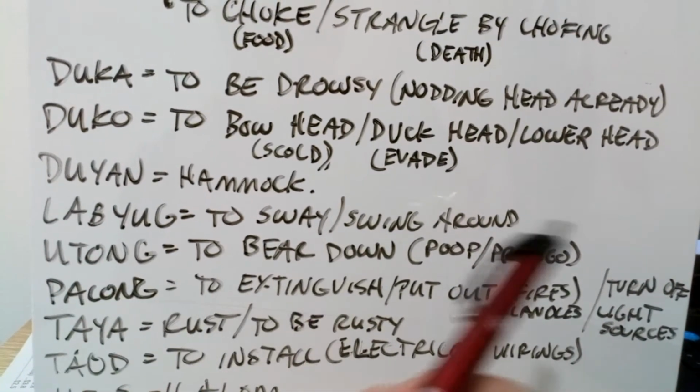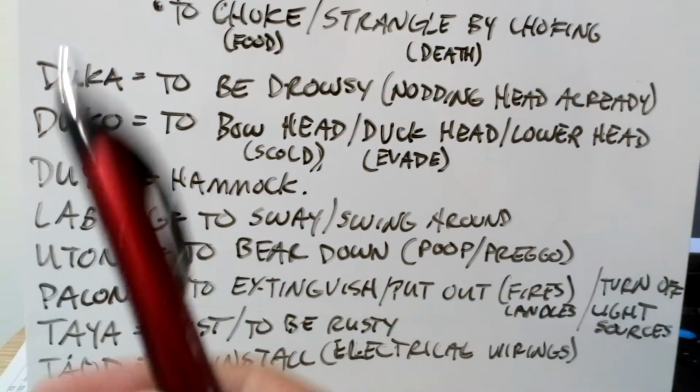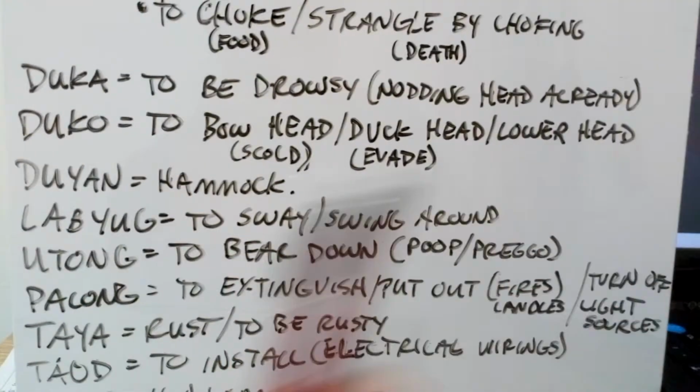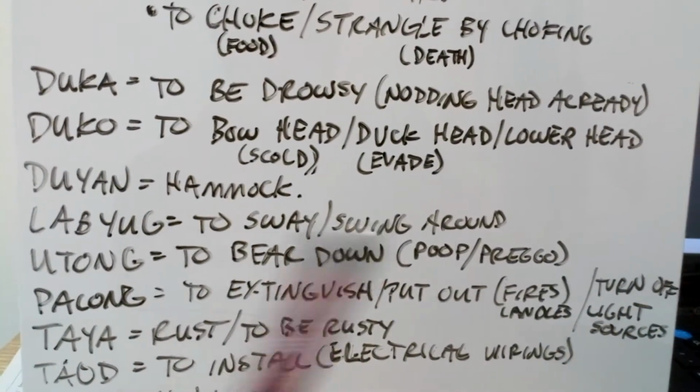Labyug means to sway or swing around, right? It's just swaying back and forth, swinging, right? And it's just like constantly swinging. It's like that swaying, moving, or like that, right?